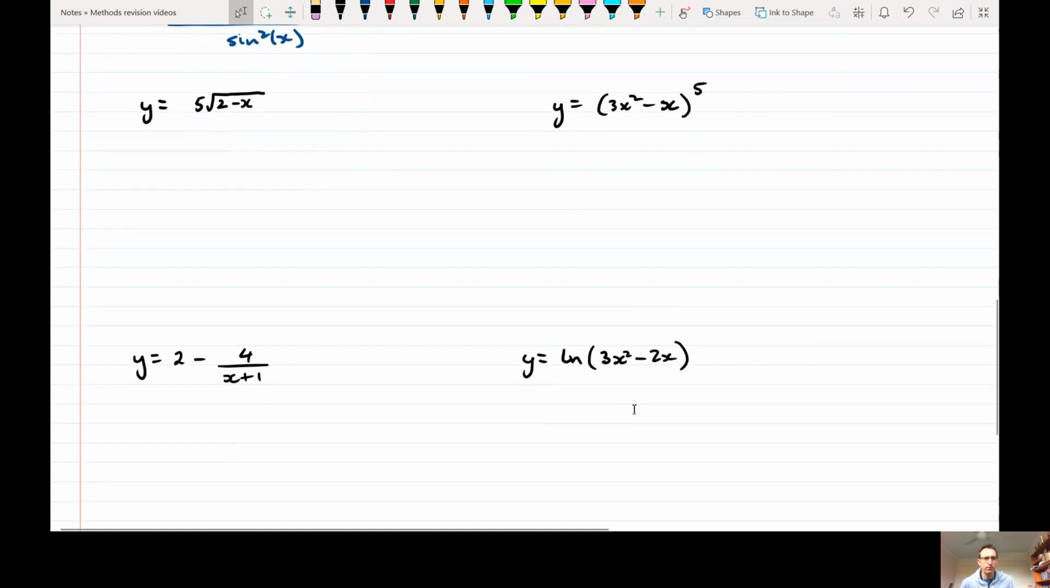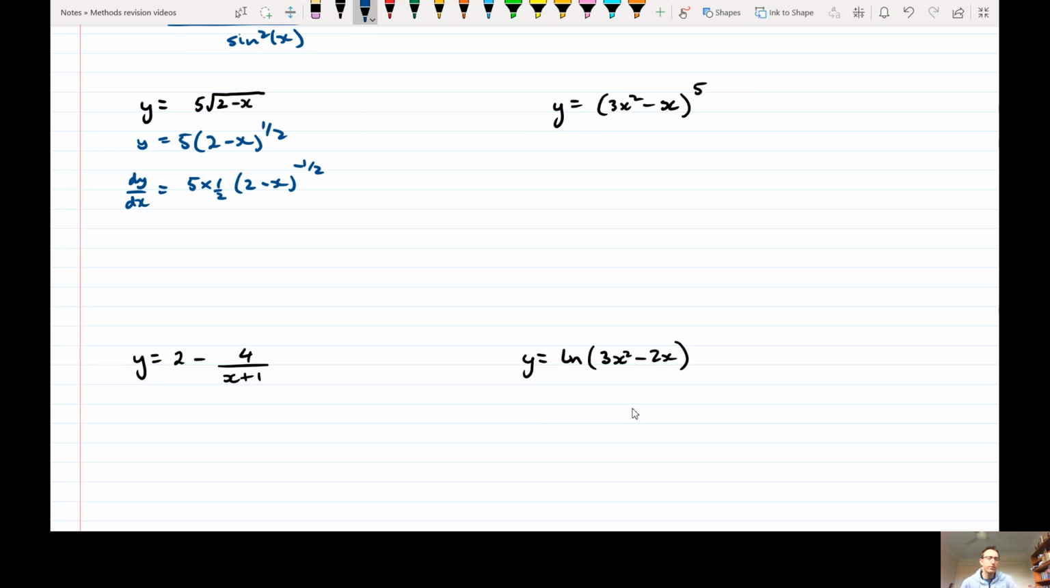Last 4 we're down to. Okay, 5 root 2 minus x. The first thing I'm going to do is write it as 5 times 2 minus x to the power of a half. Becomes a lot easier. And then I can do my derivative using the polynomial rule. So the half comes out the front, so times by a half. 2 minus x, take away 1/2, makes it negative half.